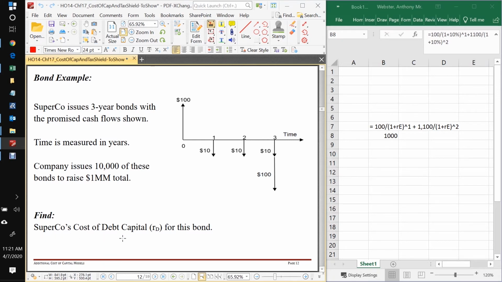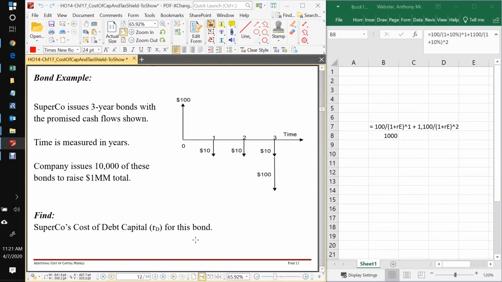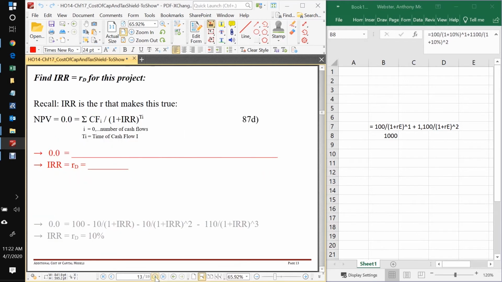So we want to find out what their cost of debt capital is for this bond. So what are we going to do? We're going to take these beautiful cash flows and we're going to find the IRR. So we've got to use our IRR equation here, okay? I've got to look back here. So I've got my 100, 10, 10, 10, and then 100 in the 3rd year. So I think I can figure this out now. I think I can remember that.